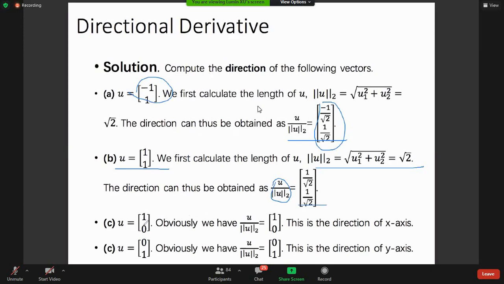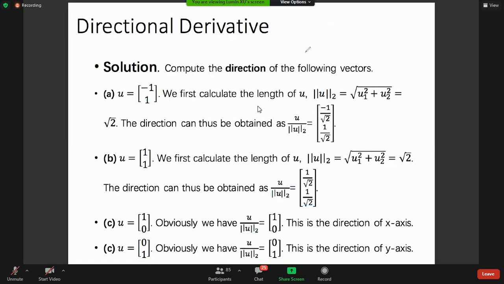And for the other two examples, again, we first calculate the length, and both of them equal 1, right? The length for this vector should be 1, and also for this vector should be 1. So the original vector should be the direction. Good. I think this exercise is easy.